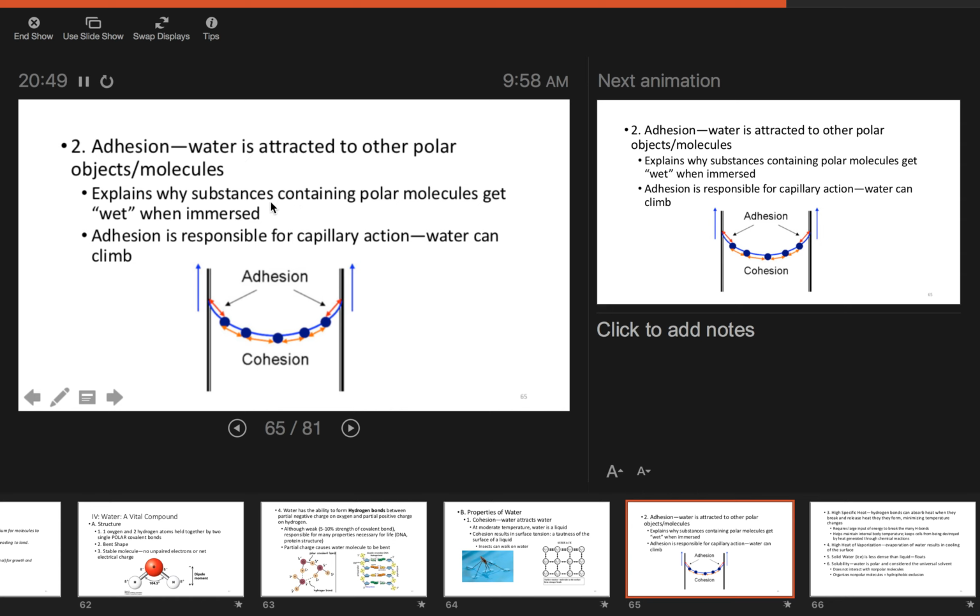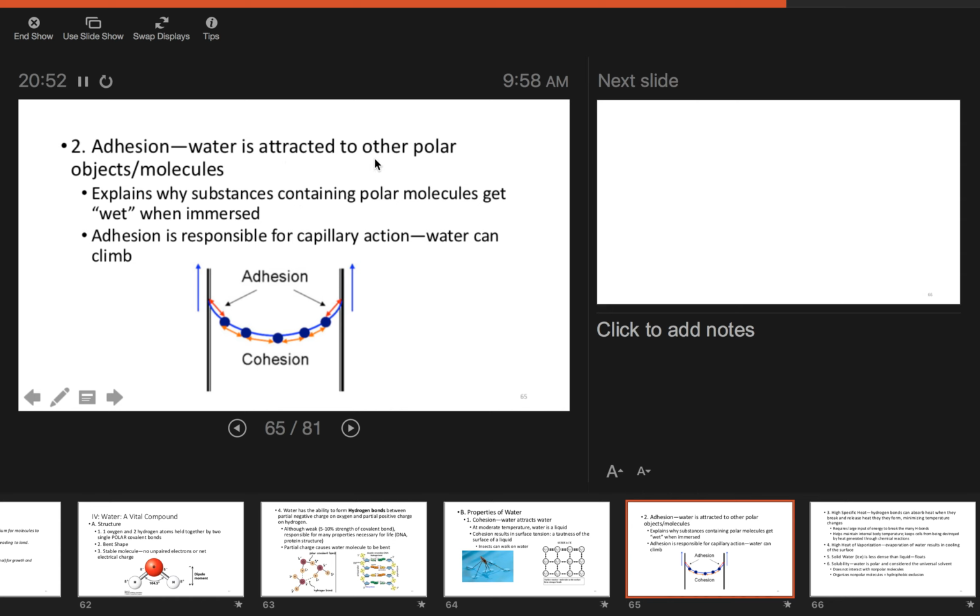Awesome. So adhesion is when water is attracted to other polar objects and molecules. So water is attracted to itself, but it's also attracted to other polar objects. And this is where we get a nice little meniscus going on here. So when you pour water and you look at it from the side, you can see that it tends to dip below, and that's because these water molecules are actually trying to climb up the side of this polar container. So it explains why substances contained in polar molecules get wet when they are immersed, and then hydrogen is responsible for this climbing up the sides, and we call this capillary action.